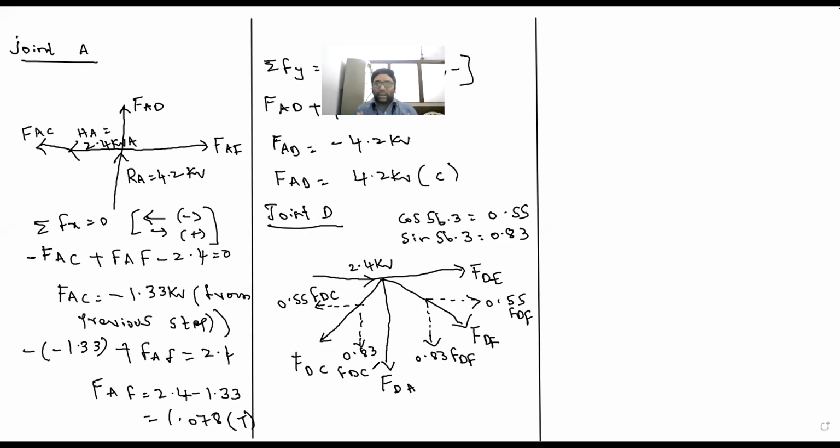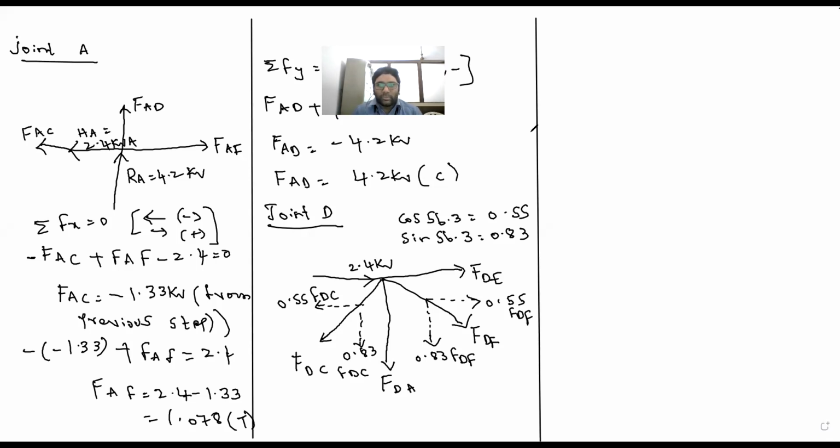Take a joint. If the members are horizontal and vertical, there is no need of inclination or sin theta or cos theta. But if you have an inclination, then what are we going to do? We resolve the inclined member into a horizontal component and a vertical component.